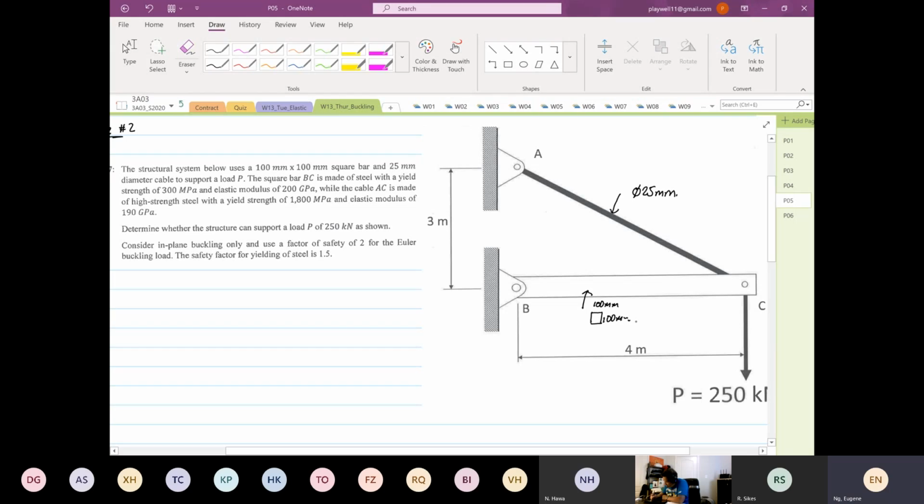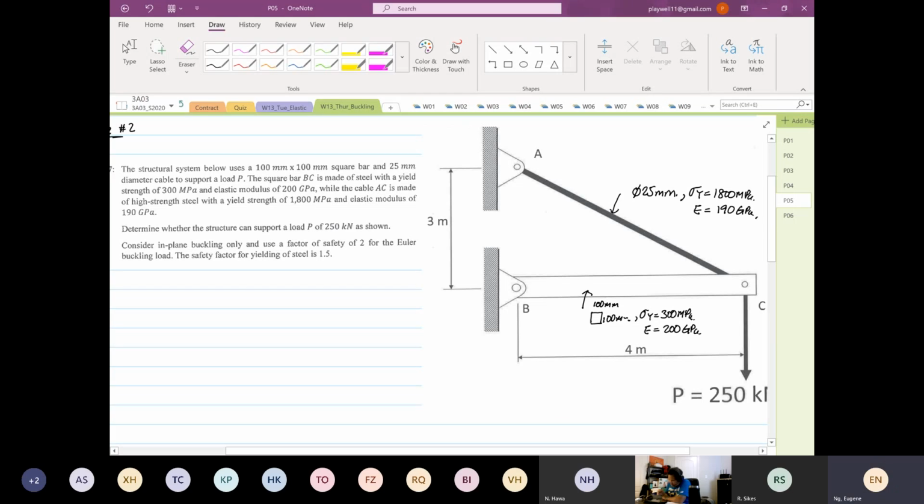And then we are given that the yield is at 300 megapascal. And then the Young's modulus is at 200 times 10 to the power 9 gigapascal. Okay. And then the high strength steel, the cable, AC is the cable. We know that the yield is equal to 1800 megapascal. Okay. And the Young's modulus is equal to 190 gigapascal.